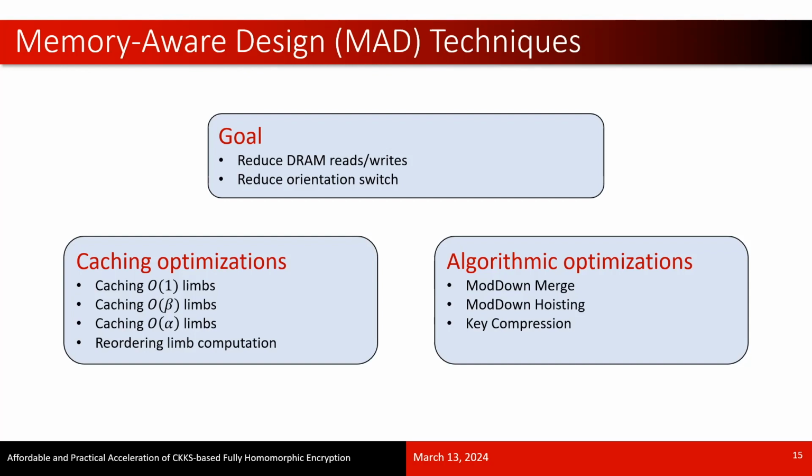One thing to keep in mind here is that caching optimizations do not reduce the operation count. They only reduce the accesses to main memory, while algorithmic optimizations reduce the number of operations, in turn reducing the main memory accesses. So let's look into the caching optimizations a bit more.